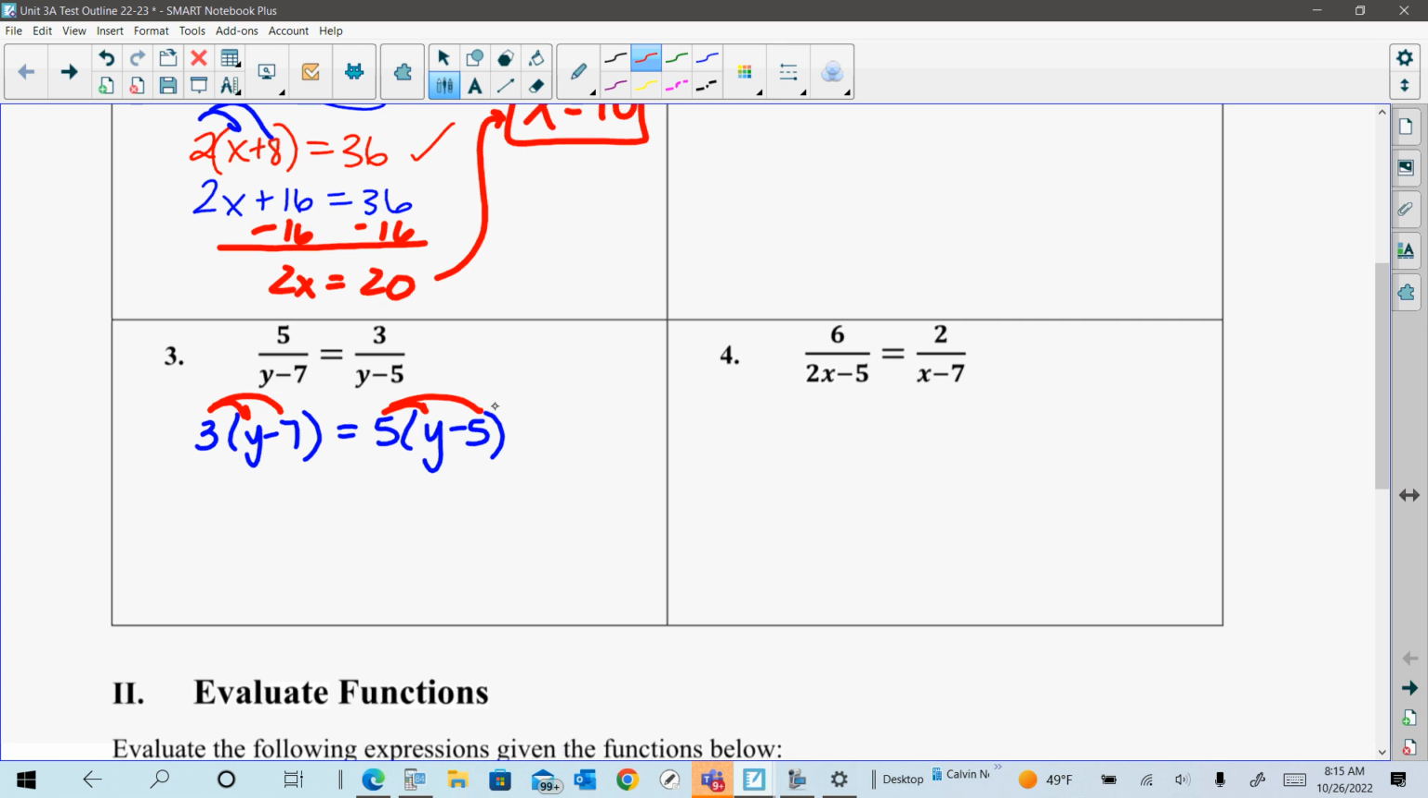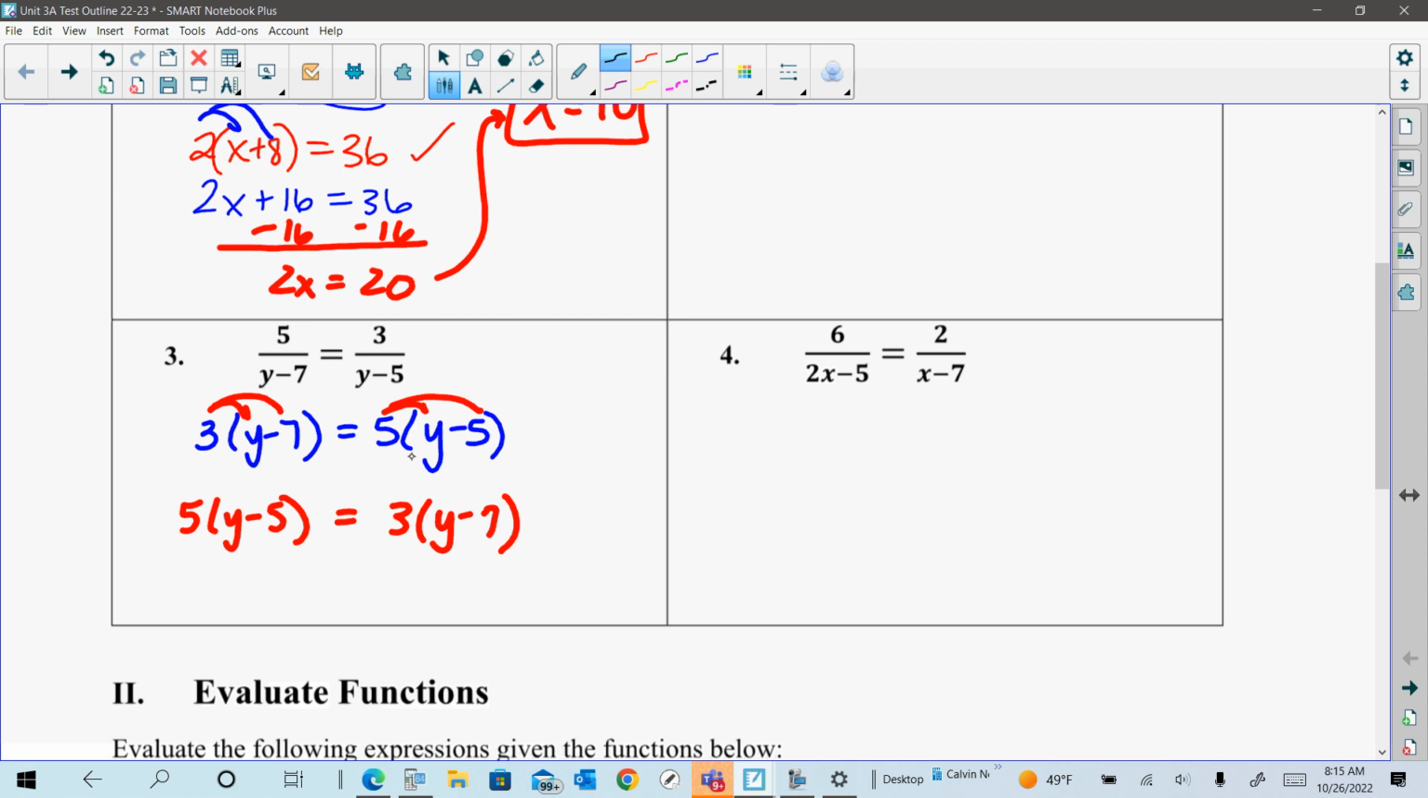Yes, Cameron? We just do it swapped, like do the 5 on the left and 3 on the right, I guess? Yeah, this is fine. If you have it this way, this is fine as well. You can switch your cross products around. That's fine.